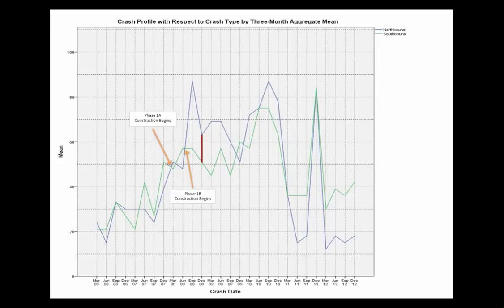But besides the northbound kind of outweighing the southbound in this period, they really mimicked each other, and when one spiked, the other one spiked too. So they were very similar, and they kind of followed the overall trend.